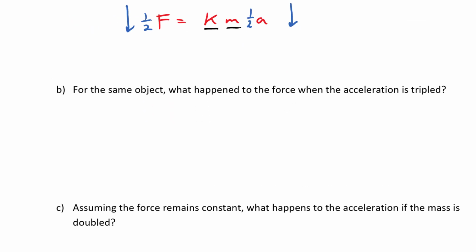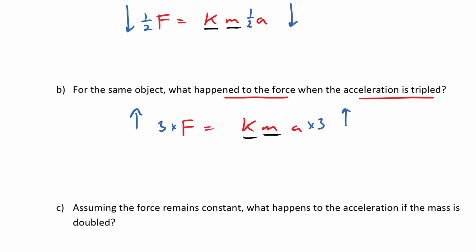Let's look at a very similar situation, but in the other direction. Force equals constant times mass times acceleration. For the same object, what force will happen when the acceleration is tripled? Same object, mass is constant, and my constant is constant. If I multiply this by 3, I have to multiply that by 3 as well. Again, as I increase this variable, acceleration, my force also increases.